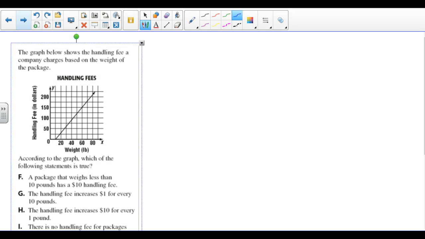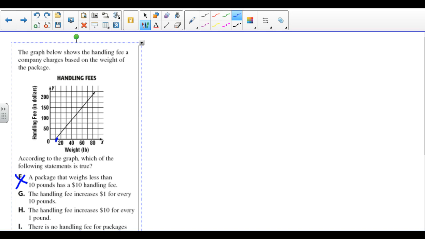Okay, so here we have, according to the graph, which of the following statements is true? If the question is about the graph, we really want to make sure we analyze it. Let's take a look at our question. A package that weighs less than 10 pounds has a $10 fee. So 10 pounds is right here. Again, this is X and Y. This one is easy, they already labeled it for us. 10 is right there. So less than $10 fee, that will be a no because this is at 0 right there.